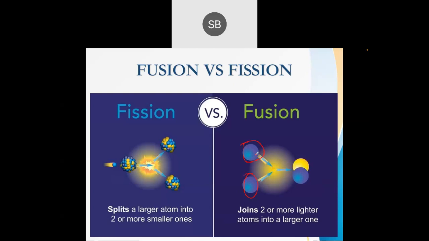Okay, so there are two types of nuclear processes, or nuclear reactions. The first one is fusion, and the second one is fission.